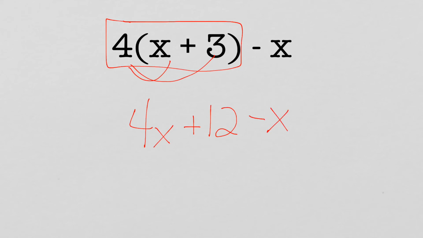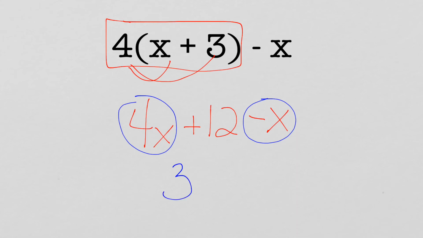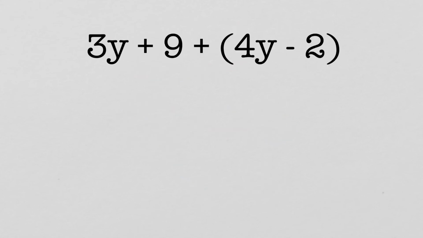Once I've done that, my parentheses are gone, and I can go ahead and combine anything else that is alike. So in that case, I have 4x and minus x. 4x minus x is 3x. So this ultimately turns into 3x plus 12. So sometimes you have distributive property. Don't let that throw you off. Just go ahead and distribute. And after you distribute, combine any like terms that are remaining.